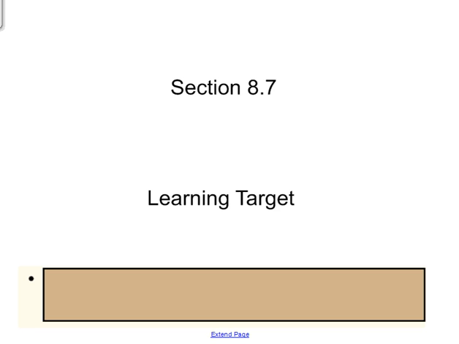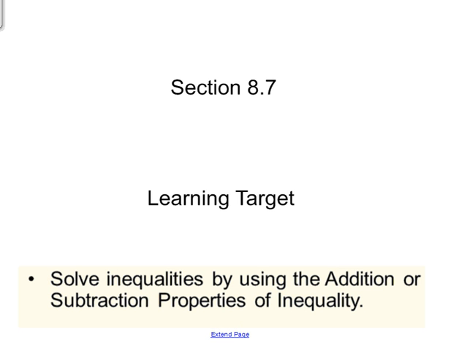We're going to begin our review video for Chapter 8, Section 7. The learning target is to solve inequalities by using addition or subtraction properties of inequality. So we're going to be adding or subtracting from both sides of the inequality.